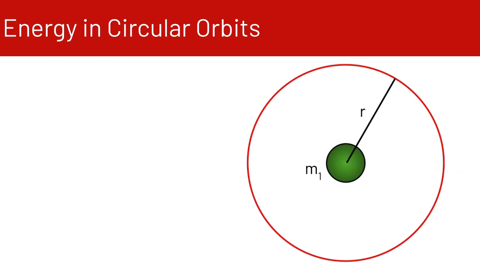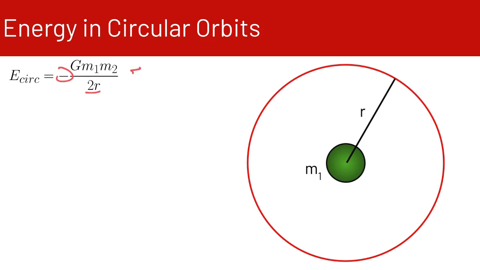Okay, so let's look at energy in circular orbits. Total energy in a circular orbit is equal to minus, so notice that minus sign, G m1 m2 over 2r. So let's go ahead and prove this.